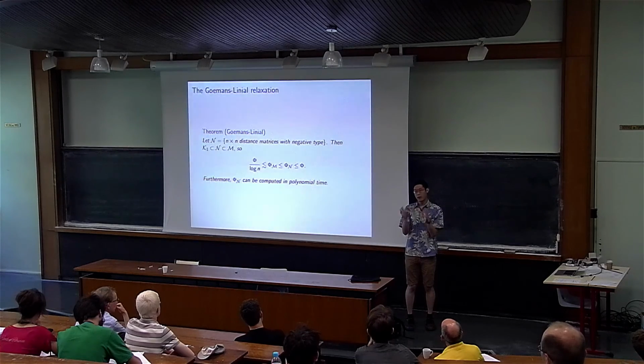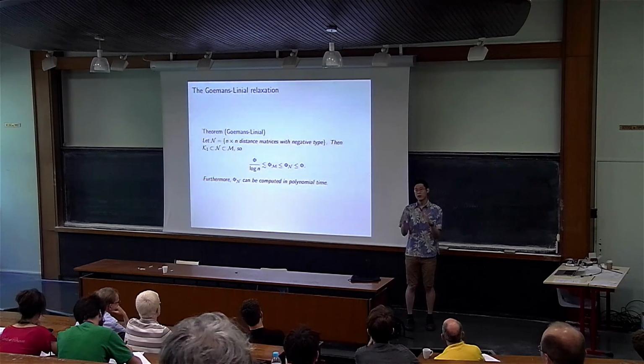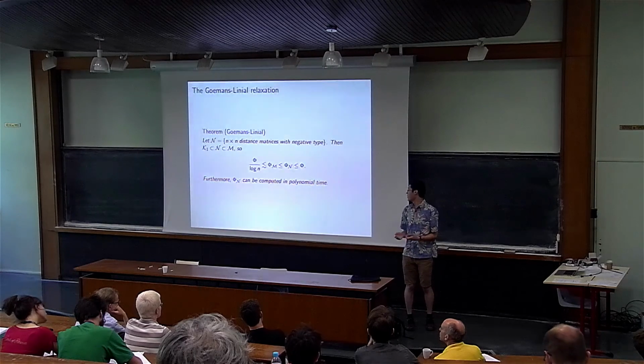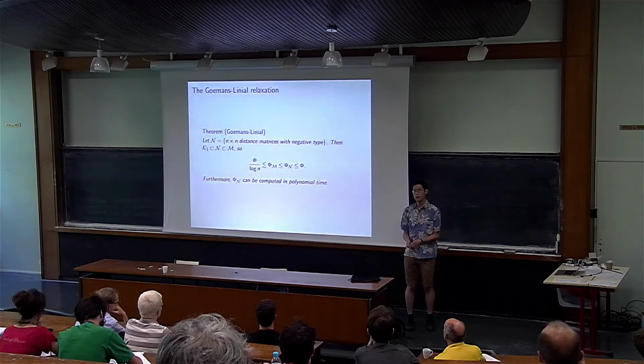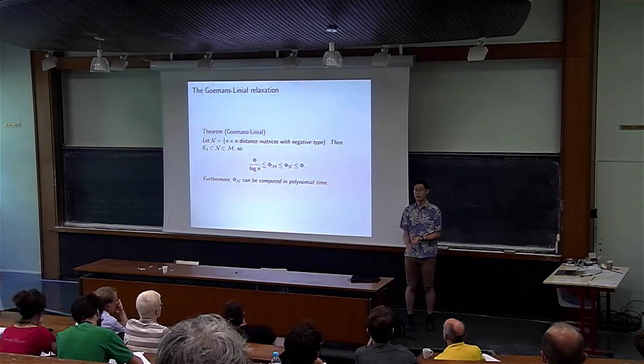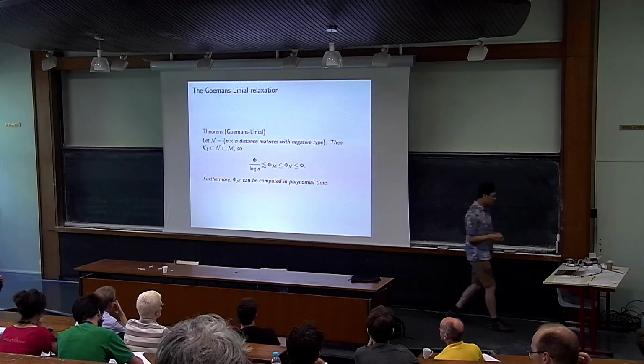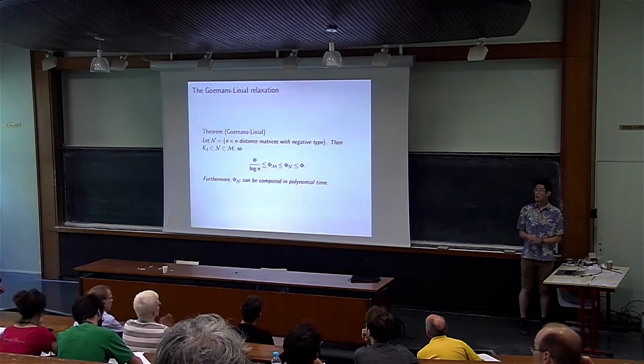A metric space is negative type if its distance matrix is negative definite on the orthogonal complement of the all ones vector. So in particular, here we're only going to be using two examples of negative type metric spaces. L1 is negative type, and the Heisenberg group turns out to be bi-Lipschitz equivalent to a metric with negative type. Okay? So is this okay so far?